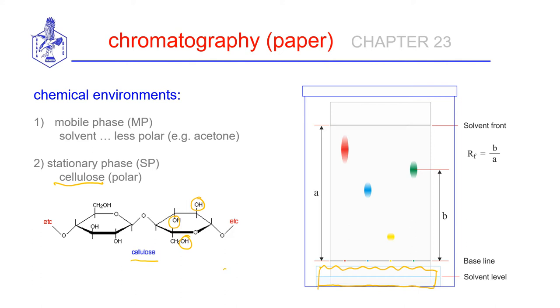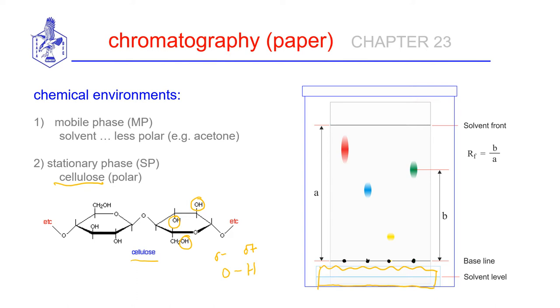And if you'll remember this functionality, oxygen is more electronegative than the hydrogen, so we have very polar groups on the edges of this molecule. So those two chemical environments have a difference in polarity, and so we are going to place our sample of interest. We're going to spot it on a line that we draw.